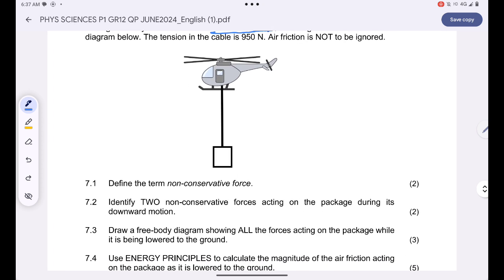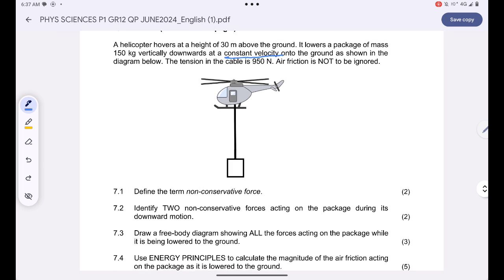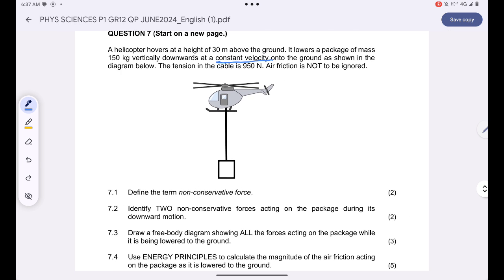Okay, 7.1, they want us to define the term non-conservative force. A non-conservative force is just a force whose work done on an object is path dependent.